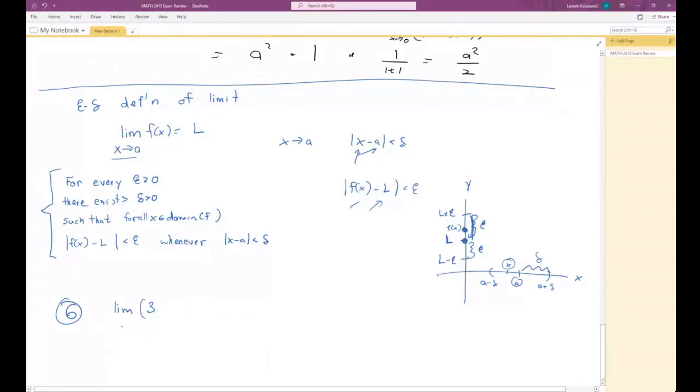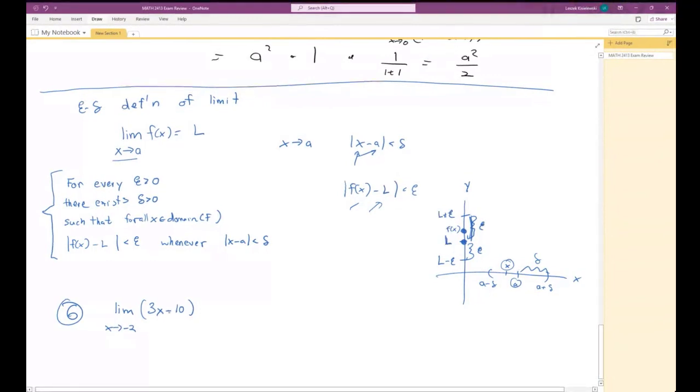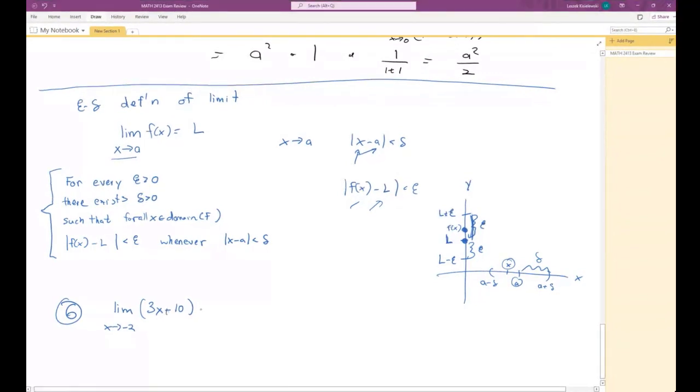Okay, I'll make it up because 3x and let's say 2, so minus 2, 10. X is going to go to negative 2. How about that? There you go. Okay, good. So we know this limit is 4, right? Because we just evaluated correctly.